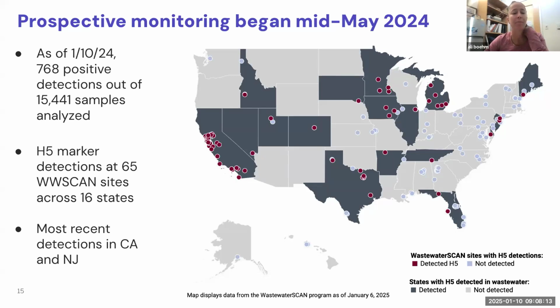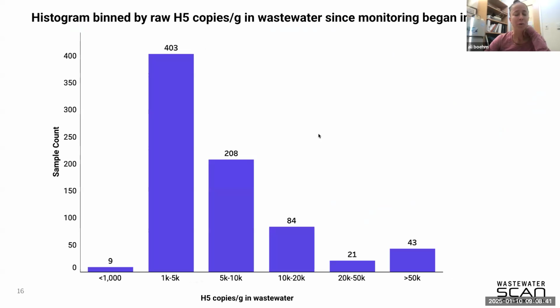And since we started, as of today, we've detected the H5 marker in 768 samples out of over 15,000 samples that we processed. And we've detected it in 16 states at 65 different WastewaterSCAN sites. The most recent detections have been in California and New Jersey. Next slide. So the concentrations that we've observed in wastewater are usually quite low.